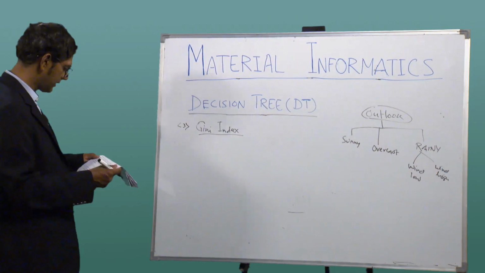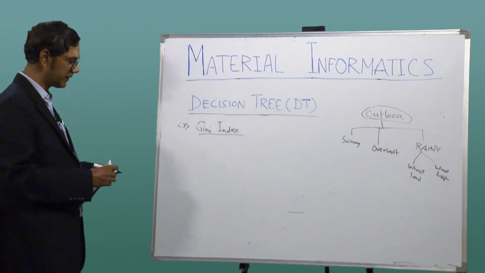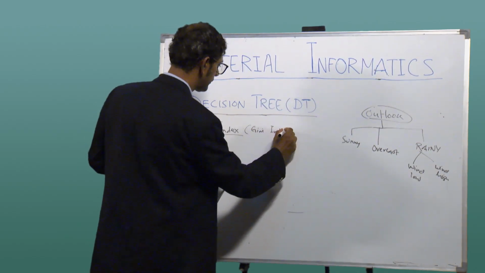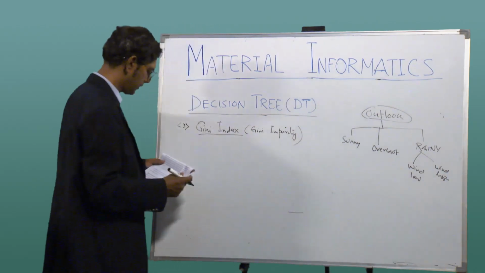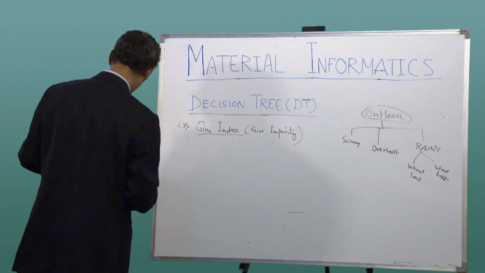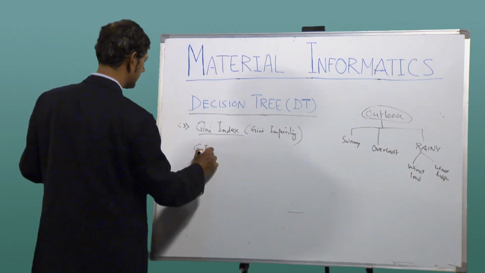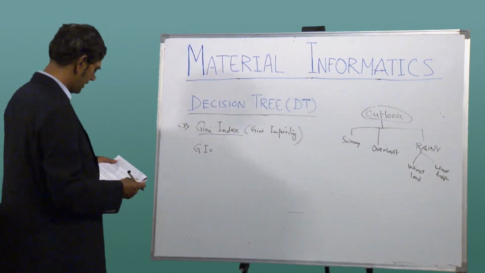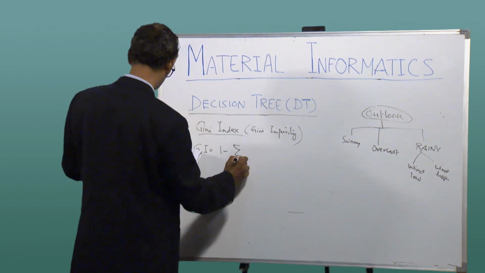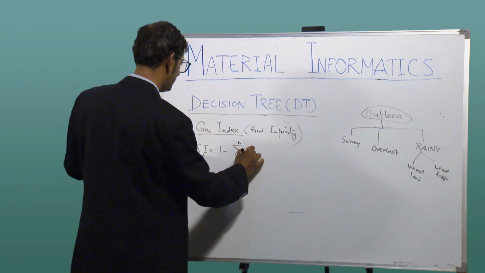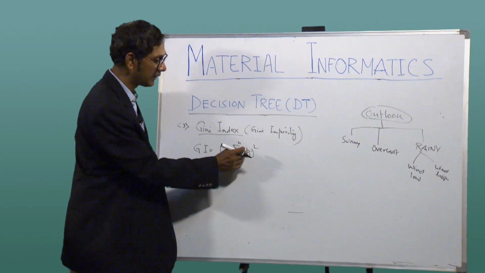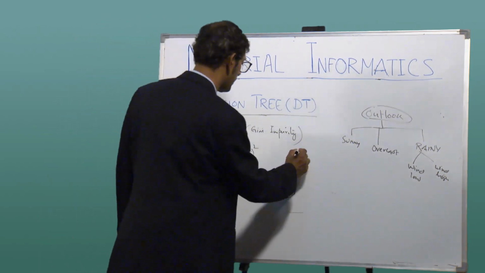What is Gini index? Basically, Gini index, also called Gini impurity, is somewhat similar to entropy, but not exactly entropy. So, GI, that is the short form of Gini index, is equal to 1 minus the sum over i going from 1 to n of pi square. Remember the pi I used in entropy. Entropy is what? Let me write down entropy here.